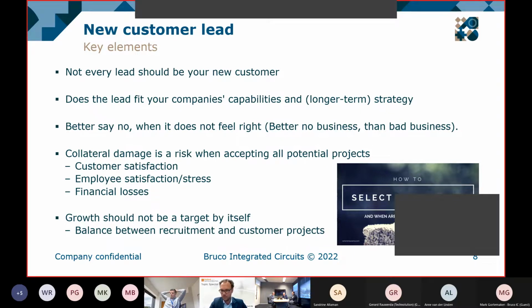We get a customer in, and then in the end, it's much more of collateral damage because the feeling was already there, it didn't fit, but you just continue. And sometimes you don't have a choice. Let's be honest on that. Sometimes you have to take the business. And the collateral damage we have also seen in the past.